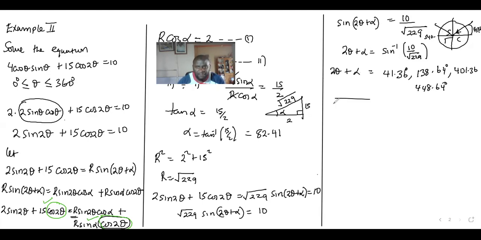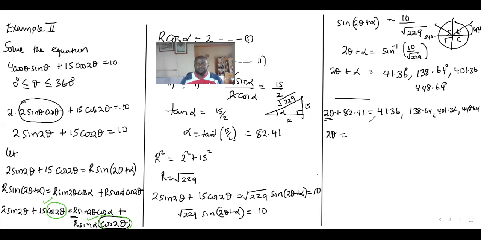Now, we know alpha. So 2 theta plus 82.41 is equal to 41.36, 138.64, 401.36, and 448.64. One may ask, how do you know that you have to go for the second revolution? Because the theta here is twice. If it was thrice, you go for the third revolution.